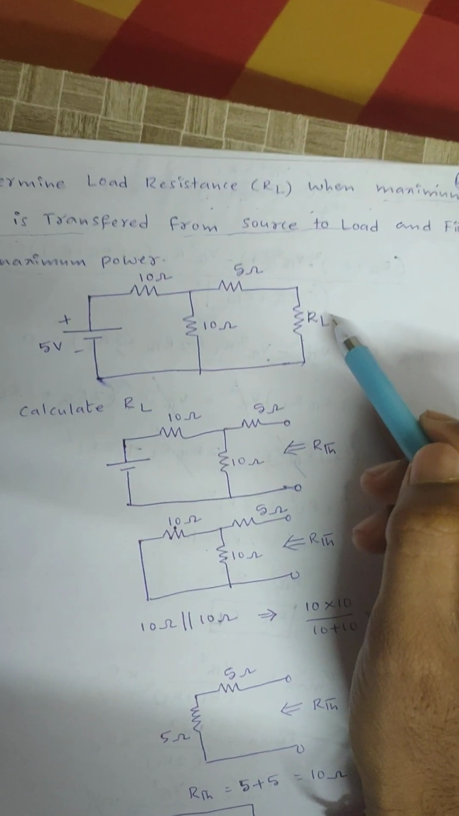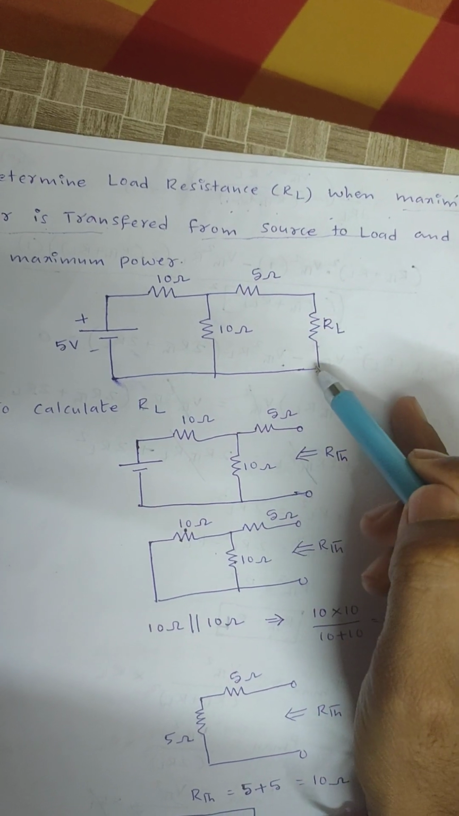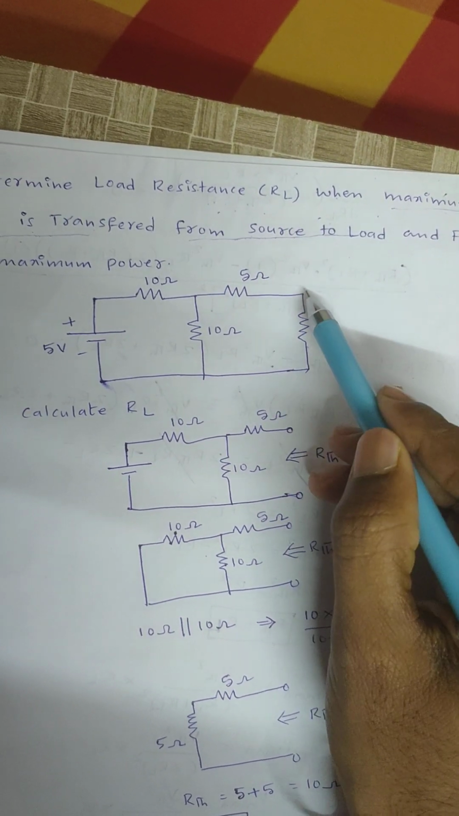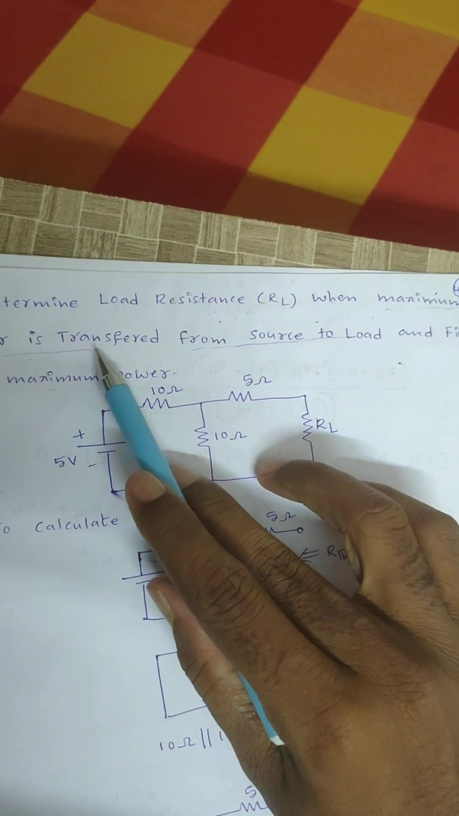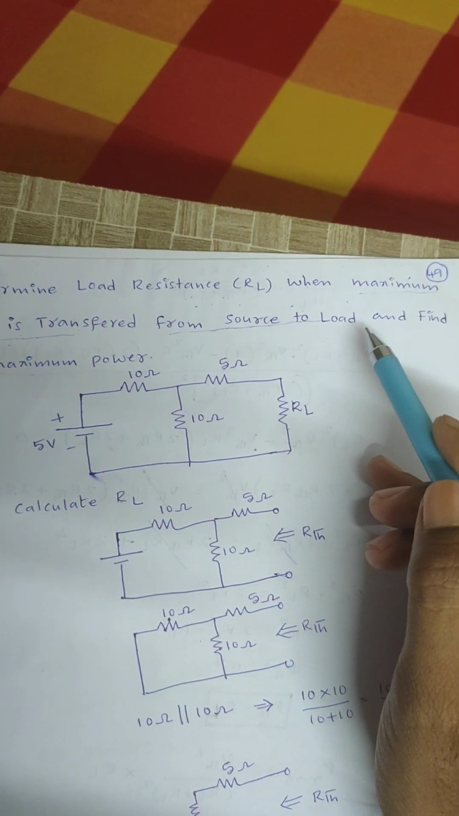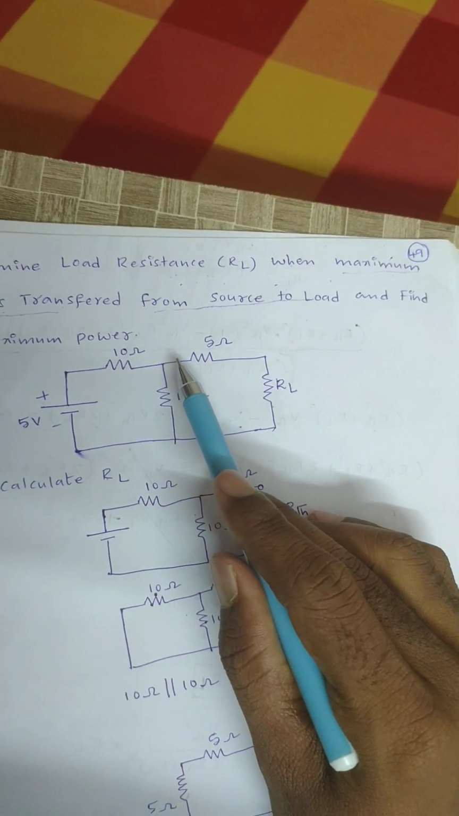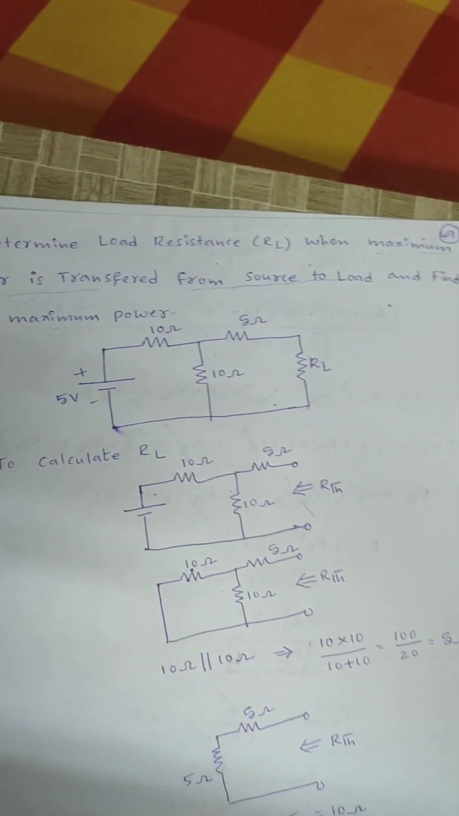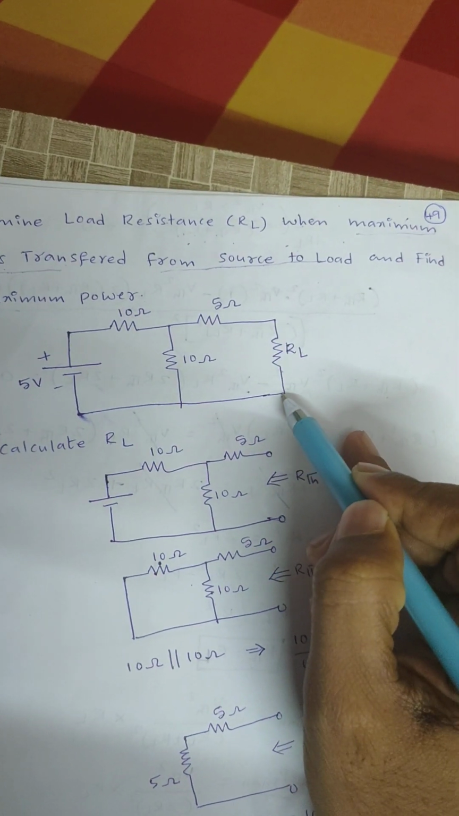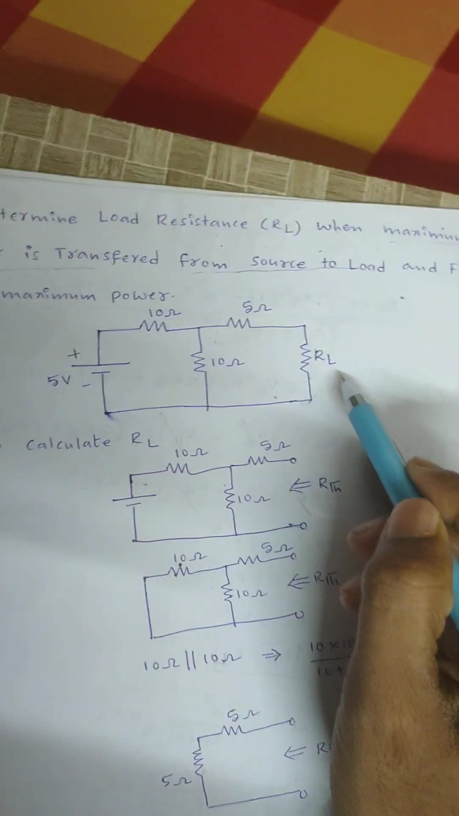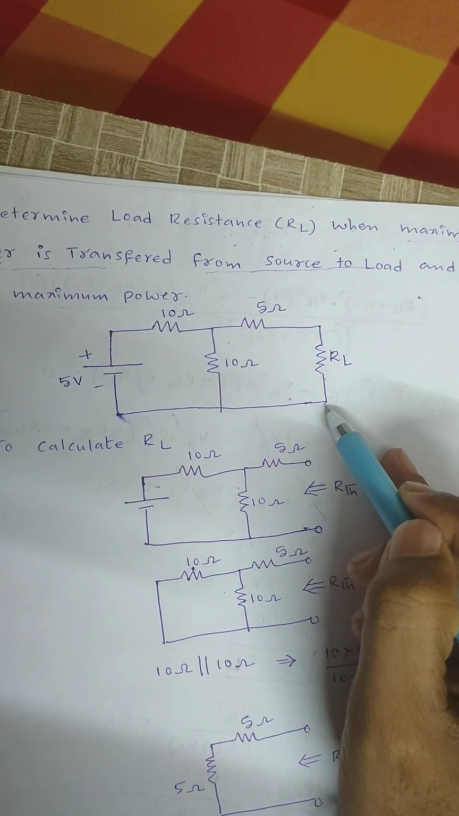That means here we need to calculate Thevenin's equivalent resistance across these two terminals by removing load resistance RL. Calculate RTH; that RTH is equal to RL. Why? Because of the condition given: maximum amount of power is transferred from source to load when load resistance is equal to Thevenin's equivalent resistance. That means if I calculate Thevenin's equivalent resistance, that is equal to load resistance RL. That's it. To calculate that, first remove this load resistance RL.